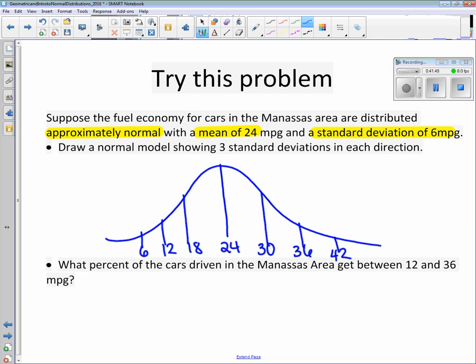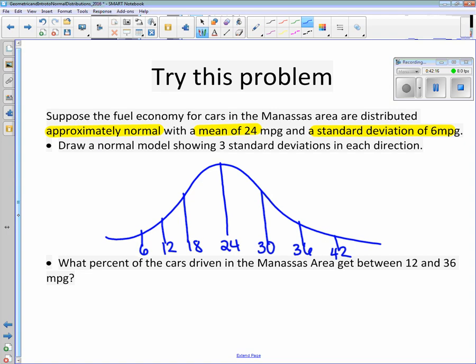Are we okay with what I'm doing here? Just taking the mean and then doing that. Now, before the hybrid craze, I can say that because I have one, so I know. But it would be unusual to have a car that got below 6 miles to the gallon or above 42 miles to the gallon, because 99.7% of them should be within these two endpoints. So, let's ask ourselves some questions here. What percent of the cars driven in the Manassas area get between 12 and 36 miles to the gallon?